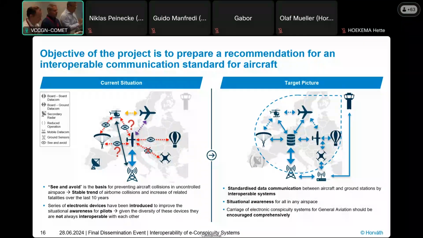And we have a major goal. We want to use as much as possible of the existing equipment which is already in the air. And we would like to open up new capabilities to display traffic, for example, for model flying.